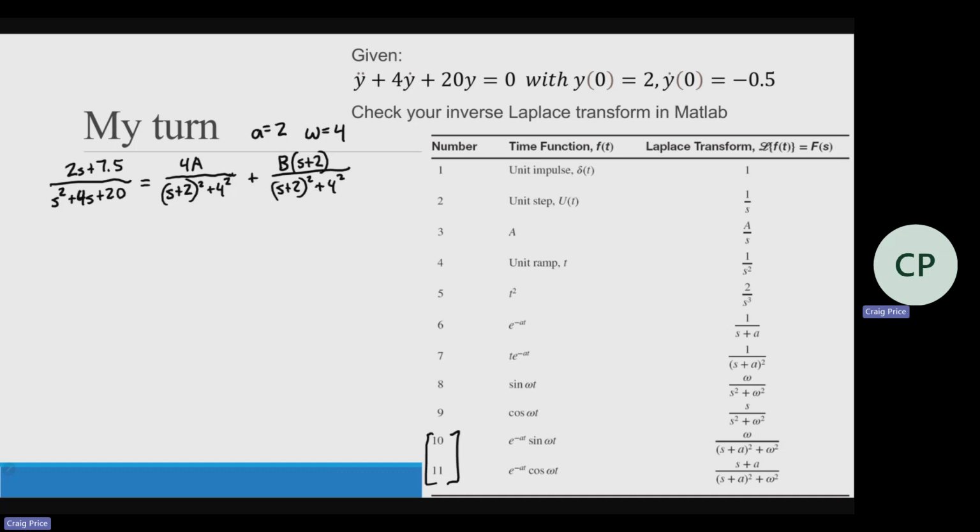So I have my omega, which is 4 times a constant. I have b times s plus 2. Those are all equal. So therefore, I can just look at the numerator. I don't have to do any common denominator changes. So we have 4a plus bs plus 2b. And again, b is pretty easy to find. B is equal to 2. And then a is equal to 2.5 over 4.